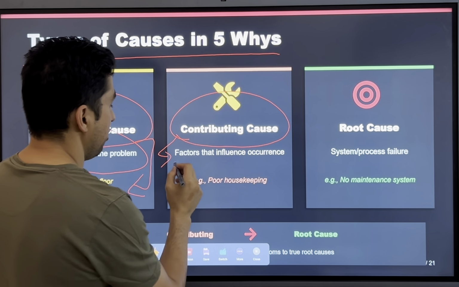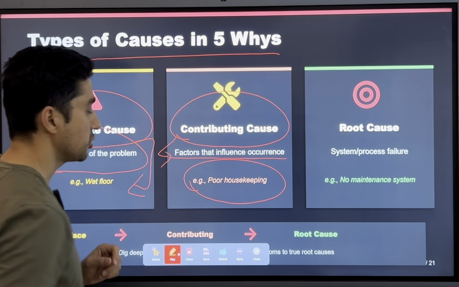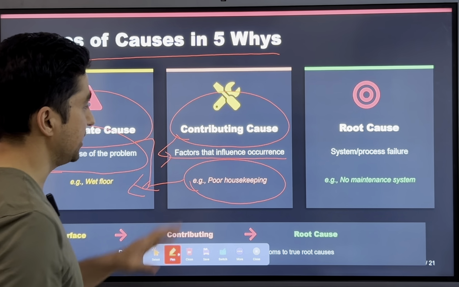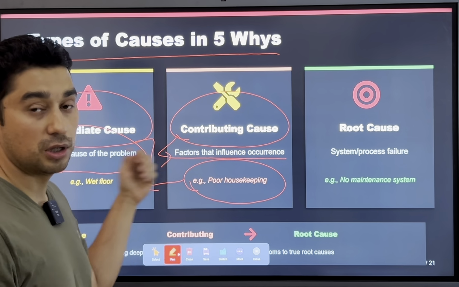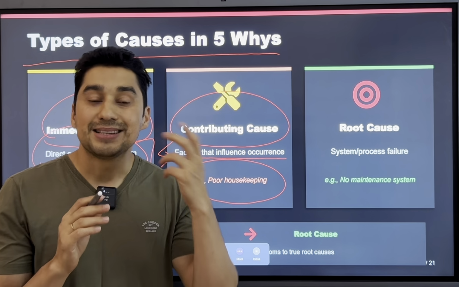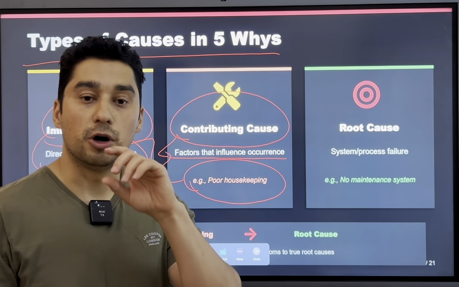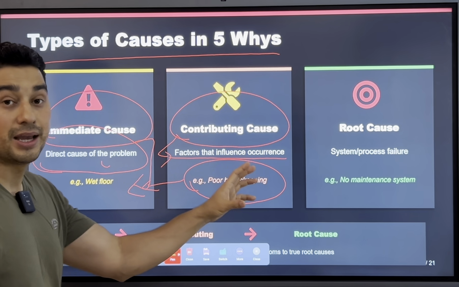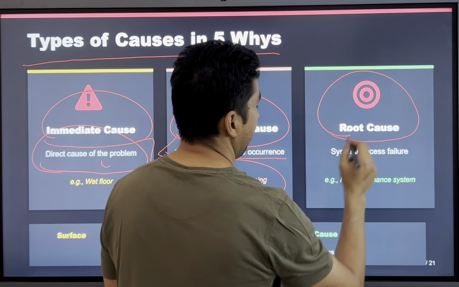Factors that influence the occurrence, such as poor housekeeping. There was poor housekeeping, that's why the floor was wet. It is a contributing factor for the immediate cause which caused the incident. So as HSE professionals, our focus must always be on the root cause, not on the immediate cause and the contributing cause. Always focus on the root cause.